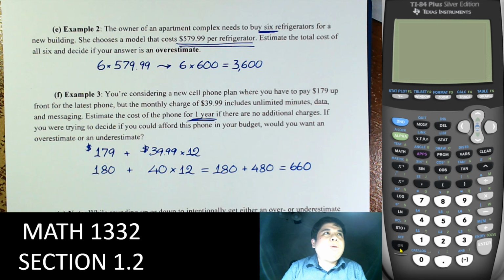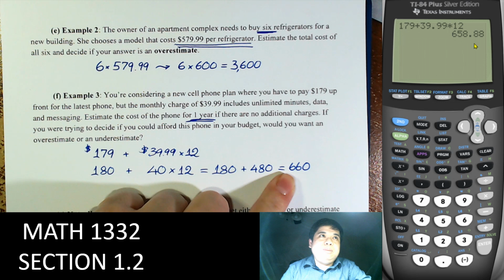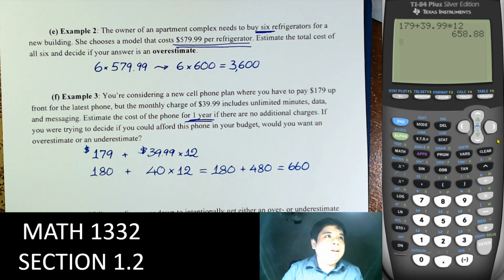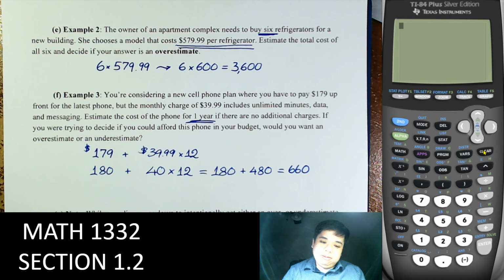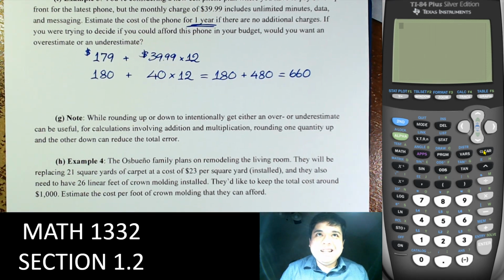But like I said, we can also find the exact value of 179 plus 39.99. So we have that much. You see, we did not overestimate by much. But the point of estimation is that we can get the number very quickly, ideally without using a calculator. So round to numbers that are easy to calculate.